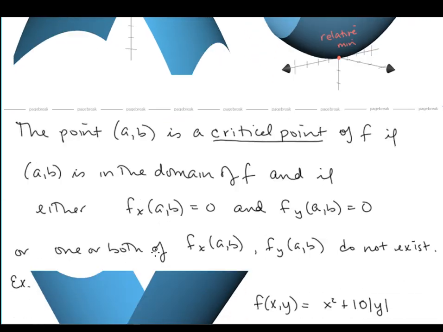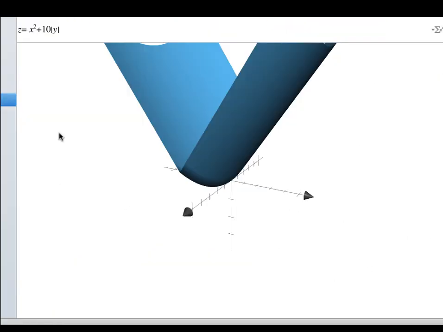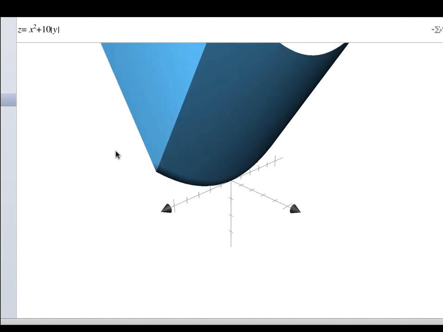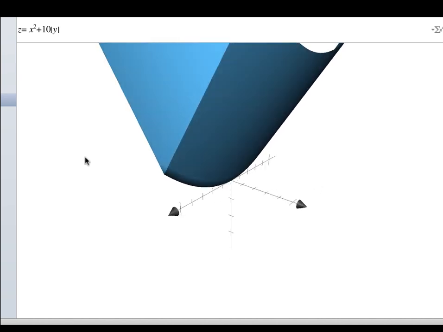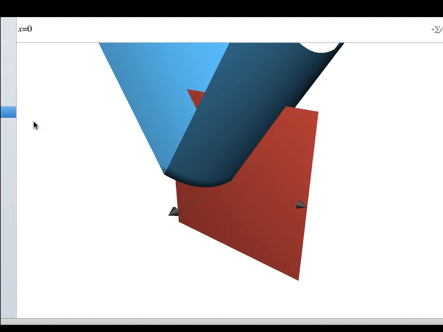But what would it look like if one of the partial derivatives does not exist? Here we have f of (x, y) equals x squared plus 10 absolute value of y. We can see that this surface has a fold along y equals 0. To get a better view, let's intersect this surface with the plane x equals 0, for example.